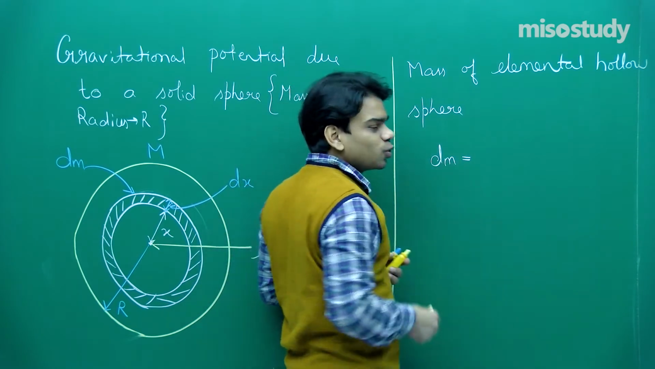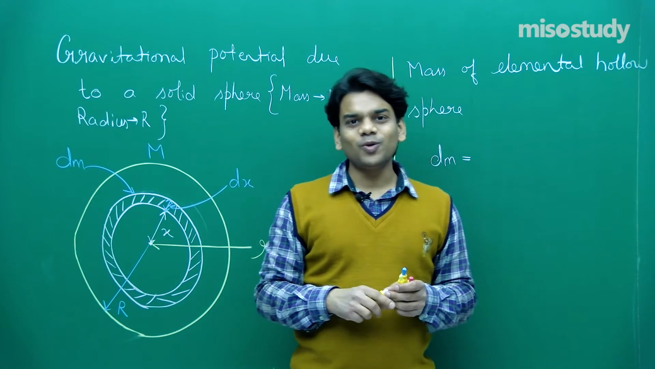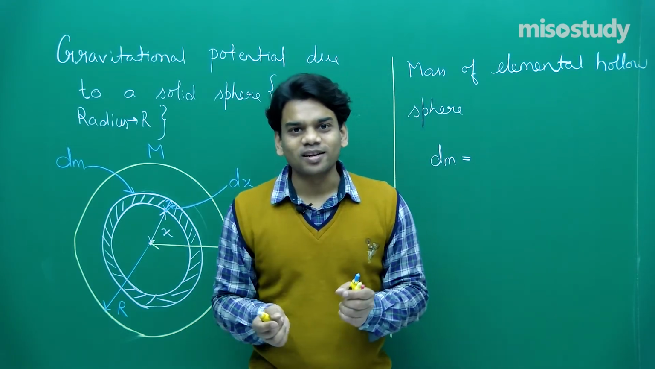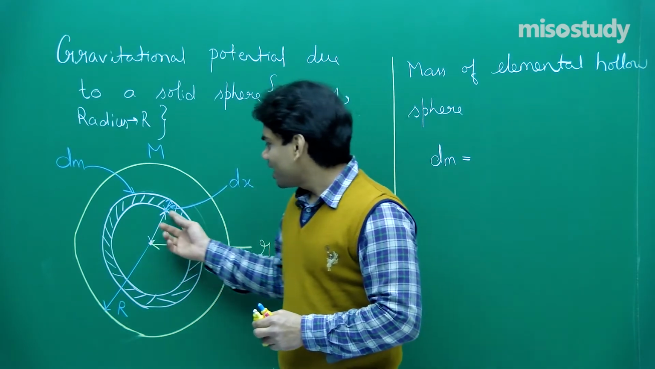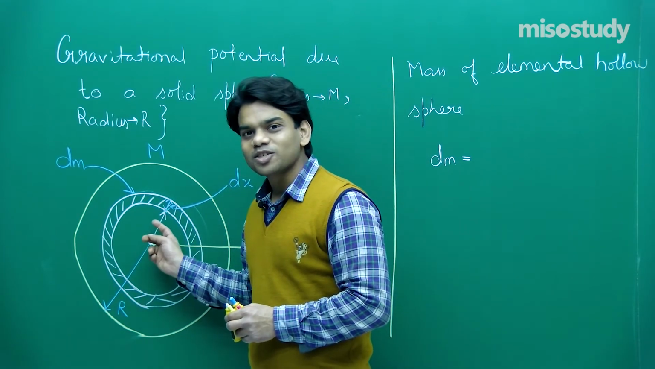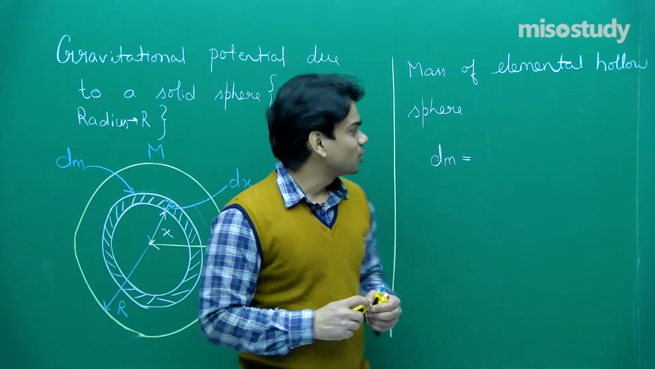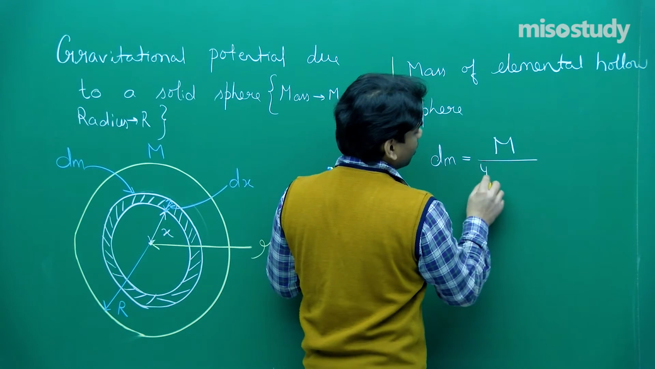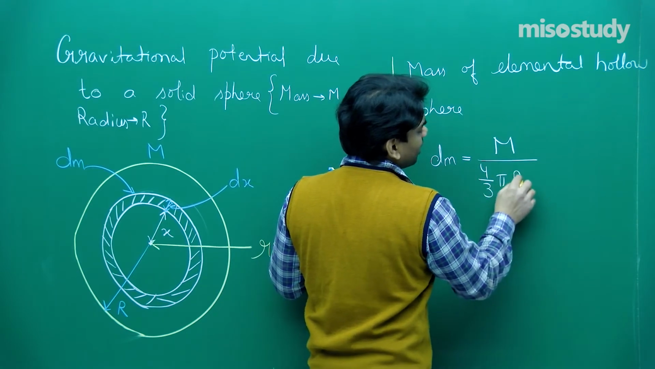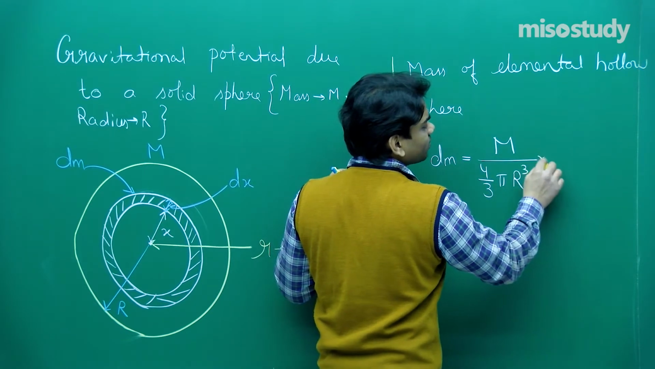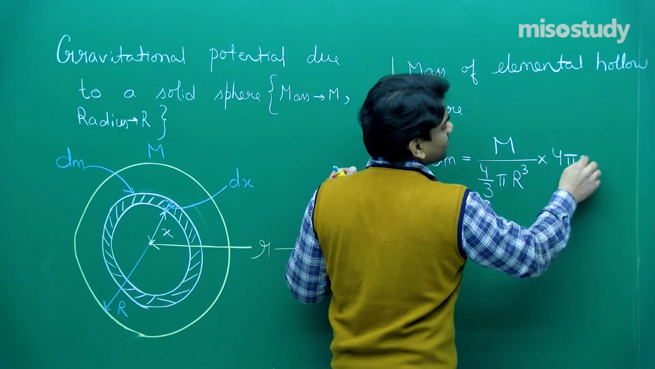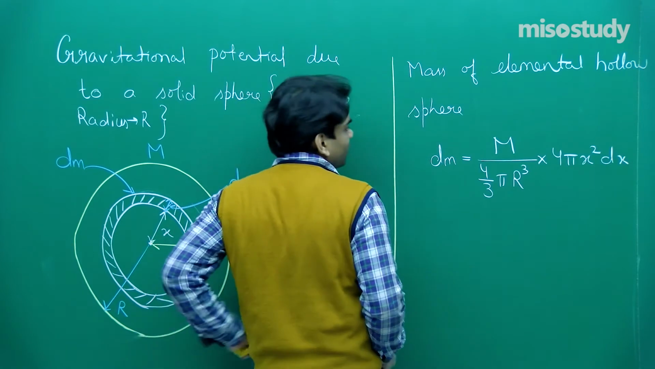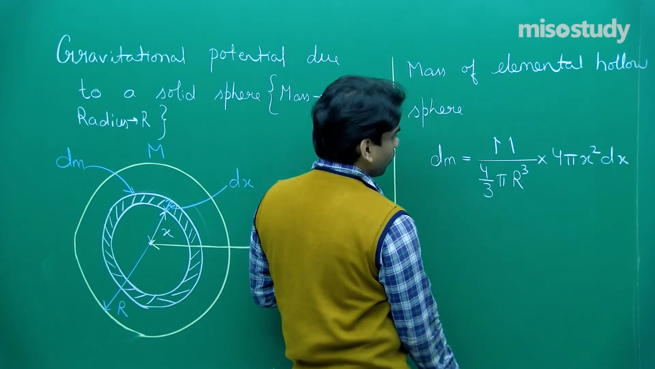dm will be equal to total mass per unit volume multiplied by the volume, the thickness of this, the sheet of the hollow sphere, and we can easily say that its volume will be 4 pi x square multiplied by dx. So we'll be having dm as total mass upon total volume, 4 by 3 pi capital R cube, multiplied by 4 pi x square dx. This is the value of small mass of this elemental hollow sphere. This is what we are going to obtain.